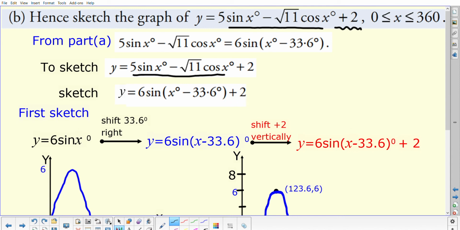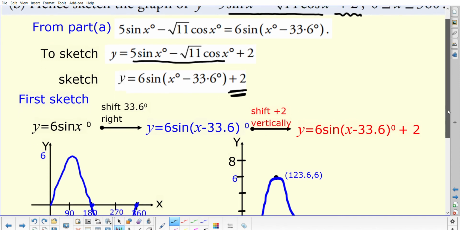So actually what we need to do with this one is think about the most basic graph there, the 6 times sine x on its own. Then you want to be thinking about, right, well, how would I do that phase angle? So go from your sine x to sine x minus 33.6. And then the last bit is the fact that we've got that plus 2 added on the end, you should recognise that as being a vertical shift, and shift the graph up the way.